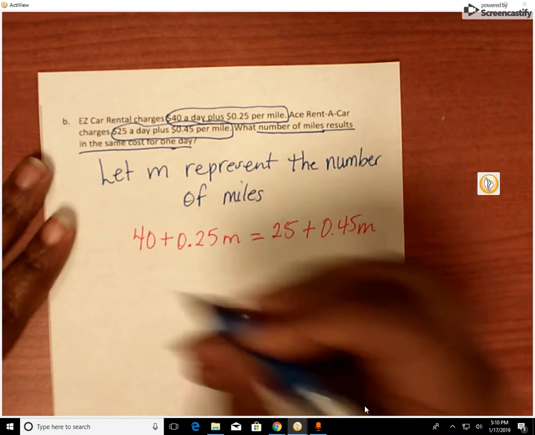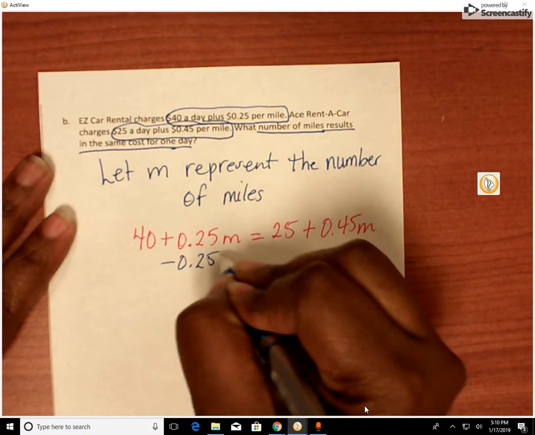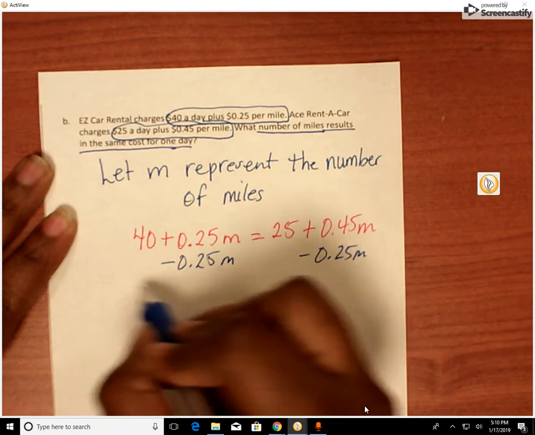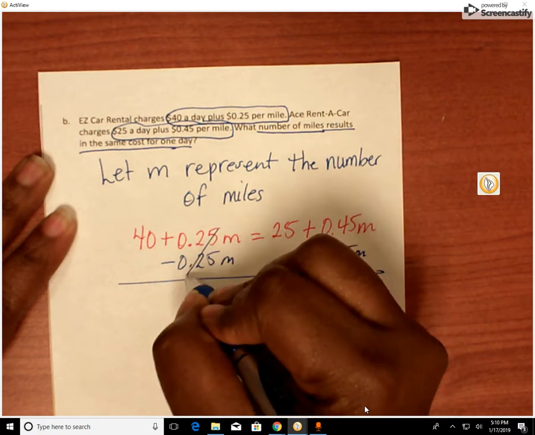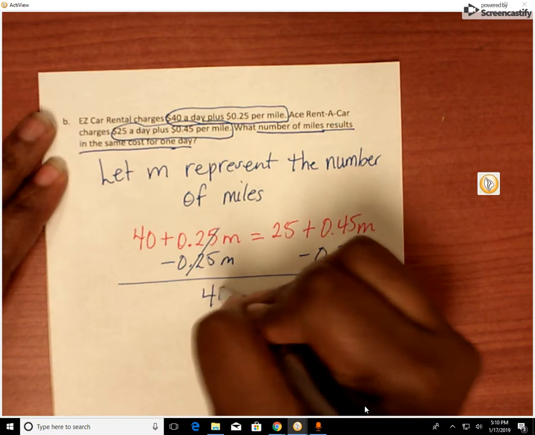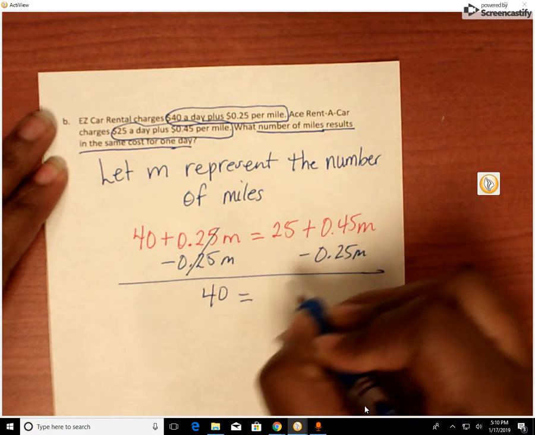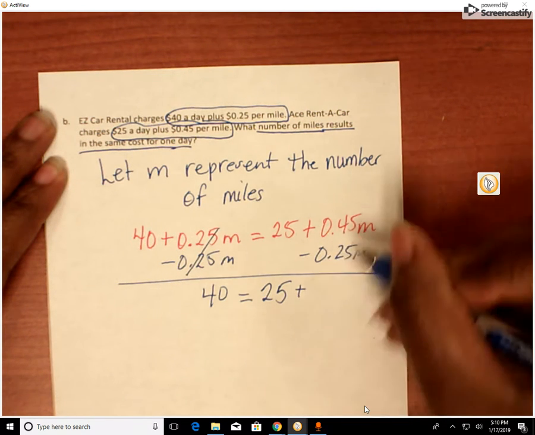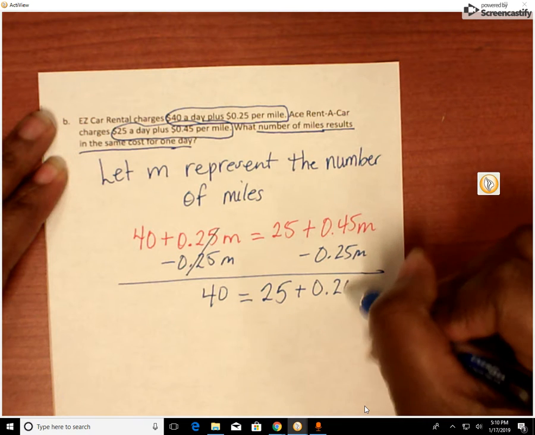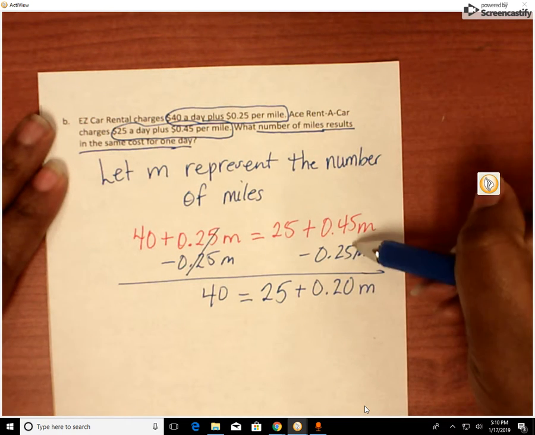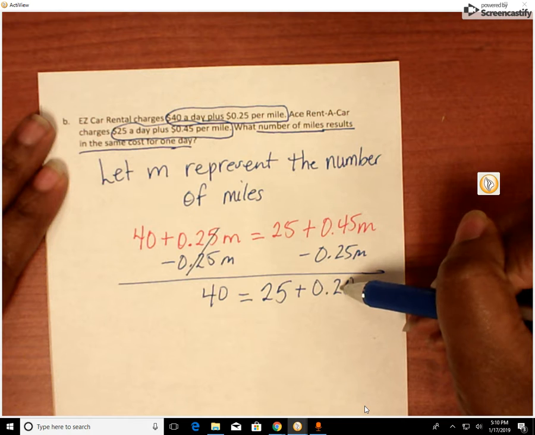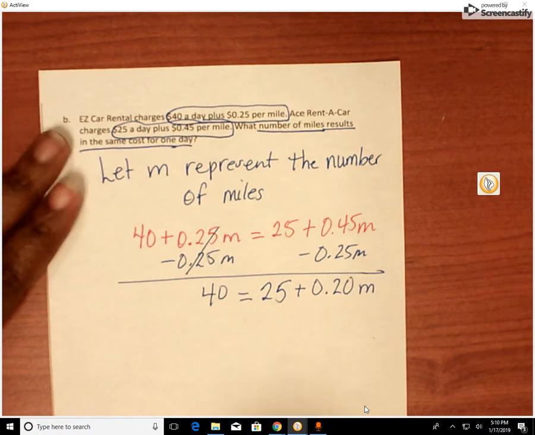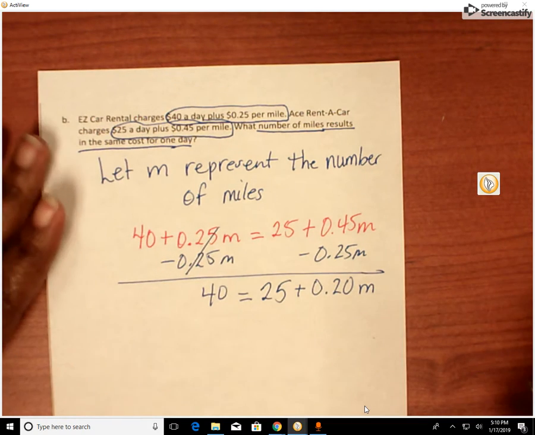So again, 25 cents is less than 45, so I'm going to subtract 0.25M on both sides. That leaves me 40 on this side because this equals 0. That's why I canceled it out. Gives you 25 plus 0.20M. 5 minus 5 is 0. 4 minus 2 is 2. 0 minus 0 is 0. Bring down your decimal line of your decimals. We learned that in elementary school.